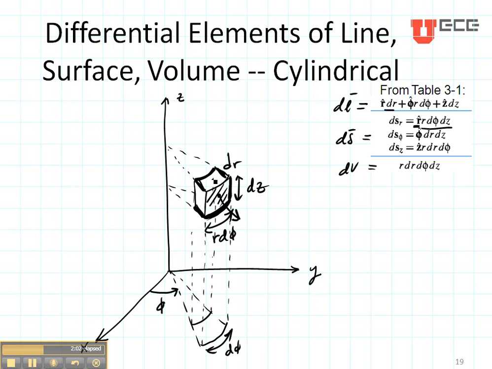Now what would happen if we poked it on the top? Well, the water would squirt up in the positive z direction, and the area of that would be r d phi times dr. So in the z direction, here is r dr d phi. So this is the top. Let's call this the front, and then let's see where the phi term is.